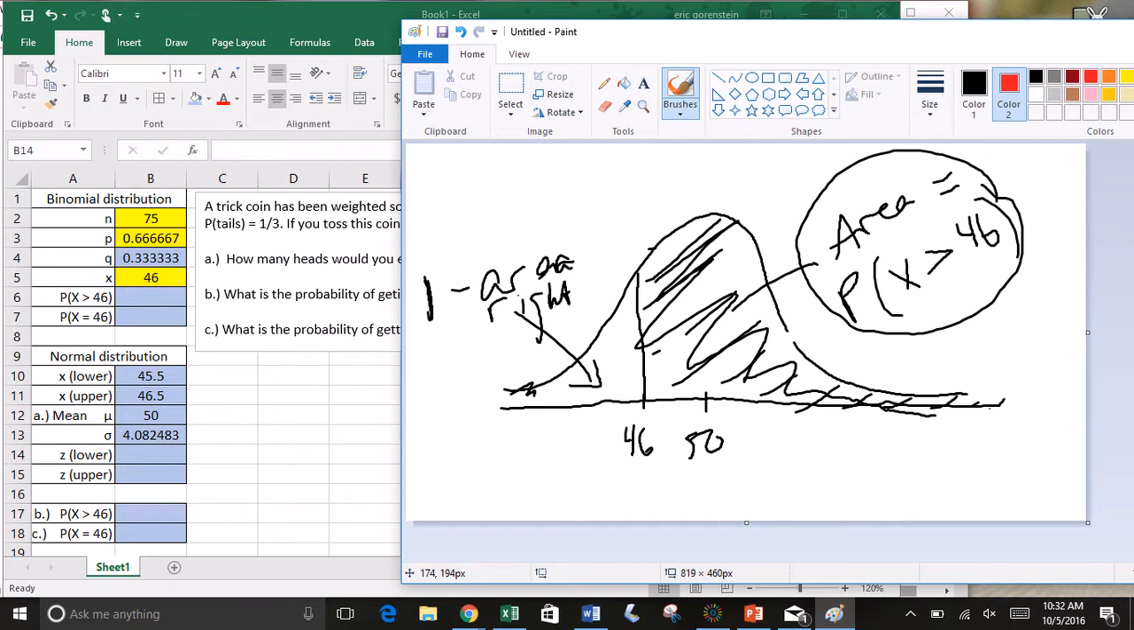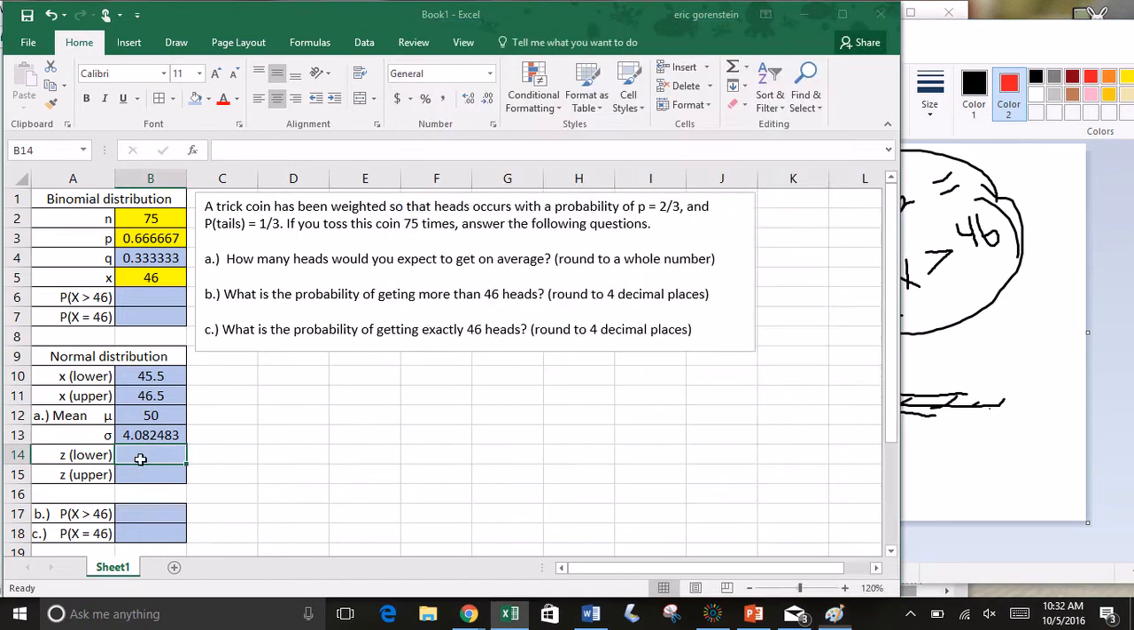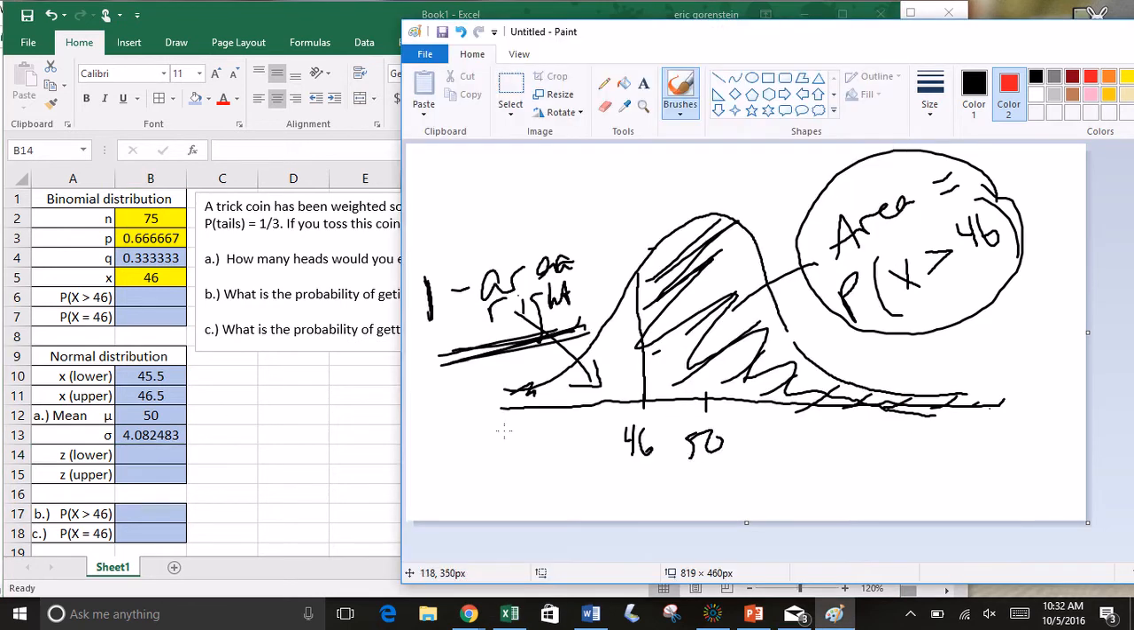Okay, so in Excel, we could calculate this. We could calculate the area to the left, or 1 minus the area to the right. So coming over here, since we want, let me go back to the picture. Since we want the probability x is strictly greater than 46, we're actually going to use the upper limit of 46.5.